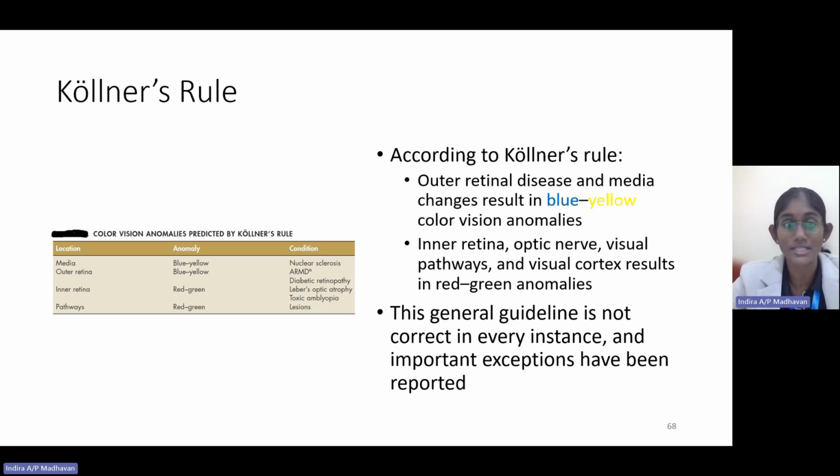So most of his patients who had nuclear sclerosis, when they performed the color vision test, were found to have a blue-yellow defect.